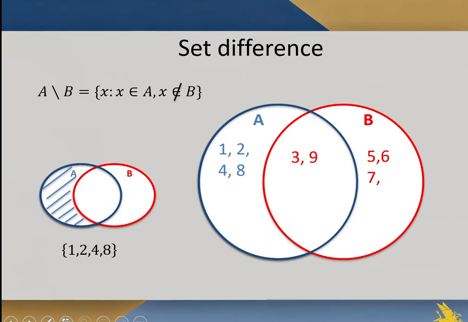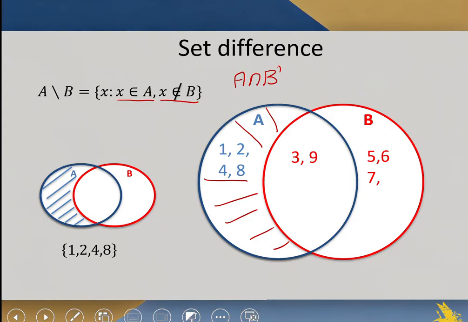When we're talking about set difference, it literally just means we're looking for elements of A that are not part of B. Another way we could say that is A intersect not B. So straight away, I'm looking at this area of my Venn diagram, which gives me 1, 2, 4, and 8.